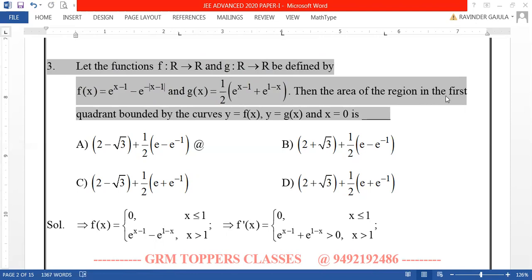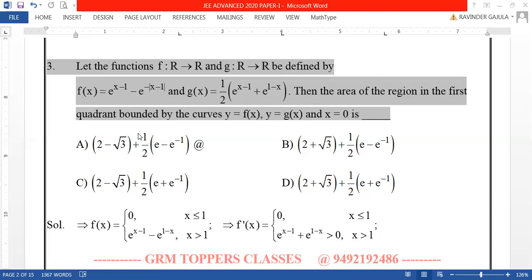Then the area of the region in the first quadrant bounded by y equal to f of x, y equal to g of x, and x equal to 0. So dear friends, this is the question on the areas under curves. This question is on the concept of areas under curves, which is related to second year calculus.